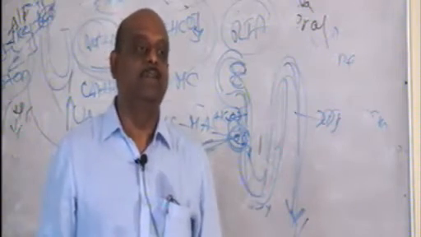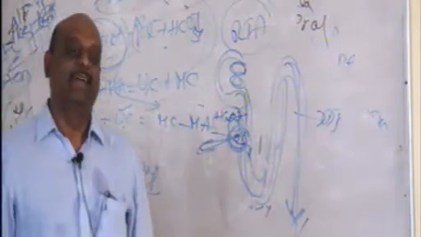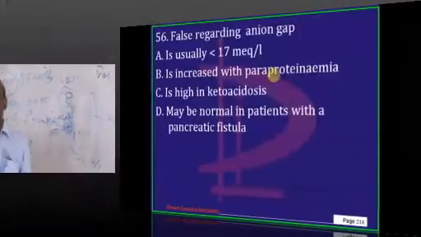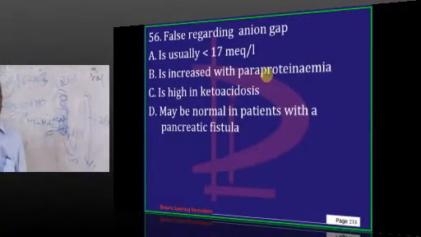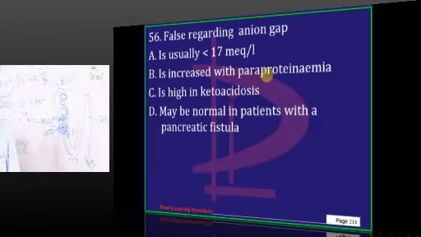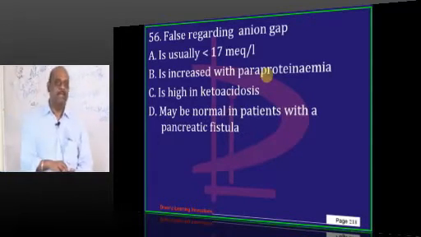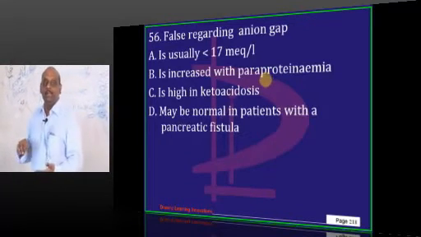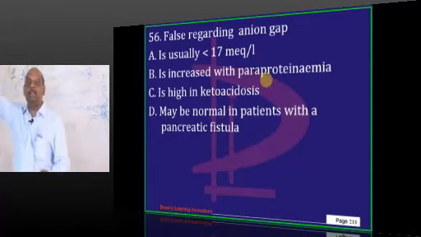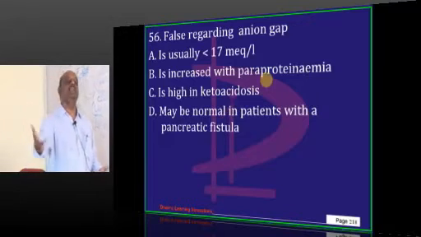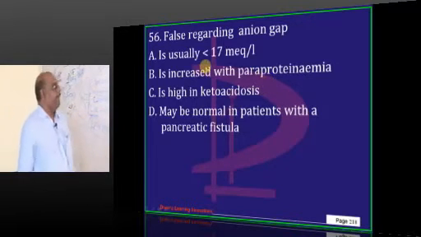Big name is there actually for normal anion gap metabolic acidosis, but what is that big name? Hyperchloremic normal anion gap metabolic acidosis, which is renal tubular in nature. Anyway.